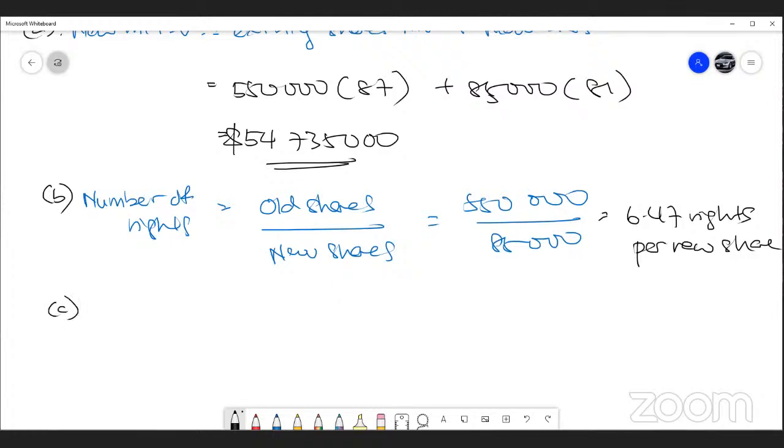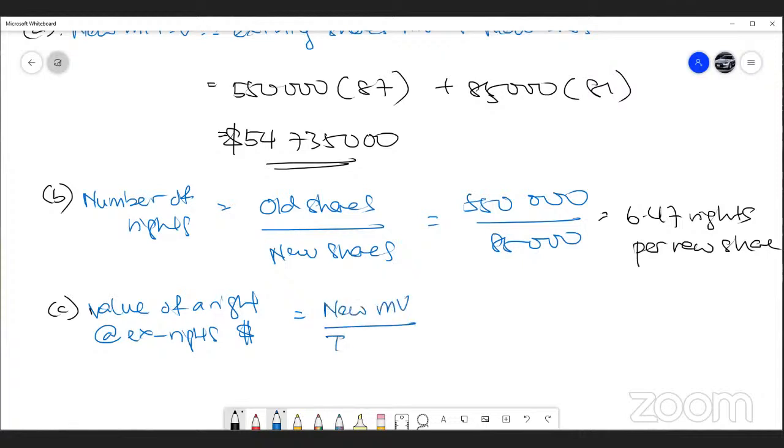So C, what is the ex-rights price? What is the ex-rights price? The ex-rights price, in blue color, is the value of a right at the ex-rights price. Ex-rights price means what is the new value of the share price after including this new set of shares. So the formula here is new market value divided by total shares.